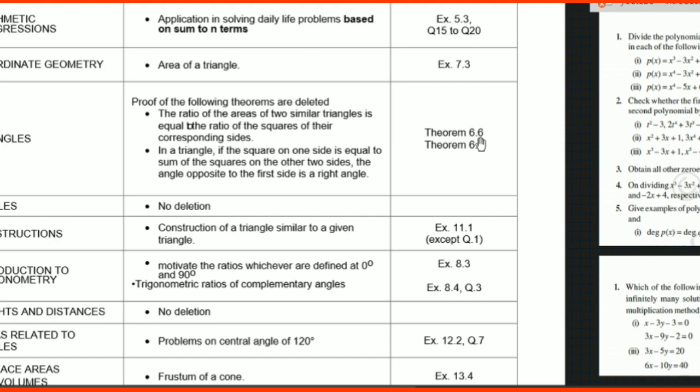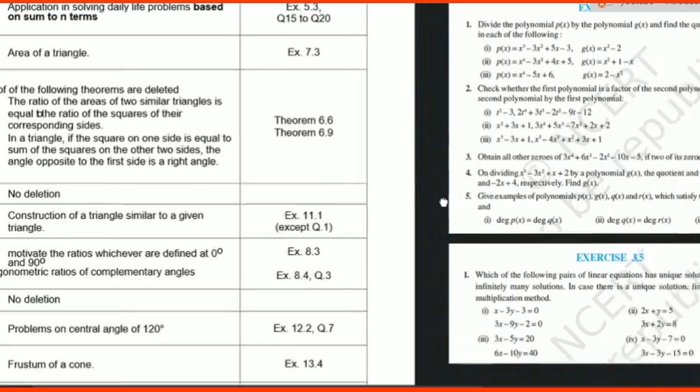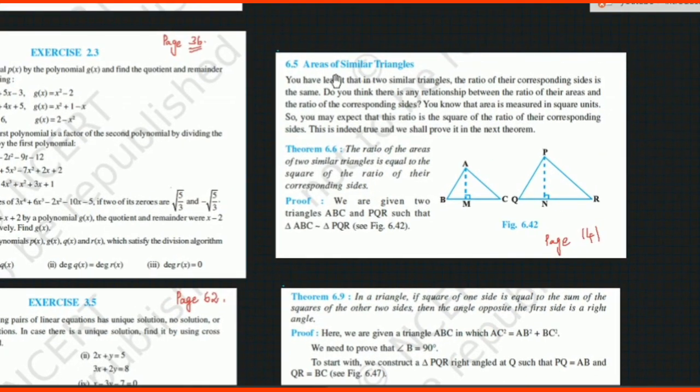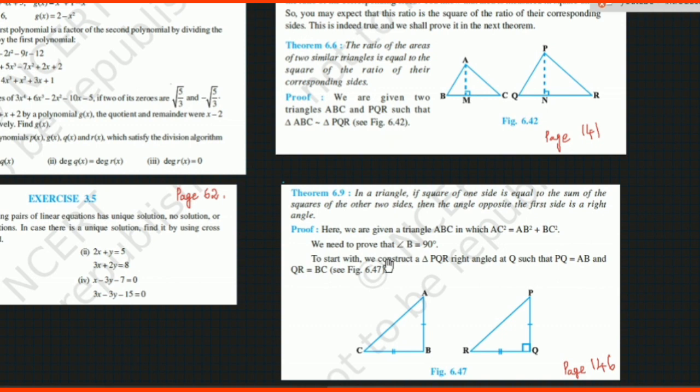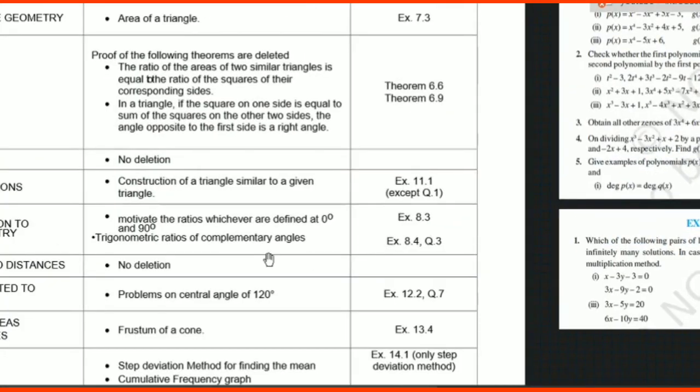What is this theorem 6.6? I'll show this clipping. This is the areas of similar triangles theorem, and this is 6.6, and theorem 6.9 is the proof of the converse of Pythagoras theorem. See, only the proofs of the theorems are deleted, not the sums based on these two theorems, right? Next.